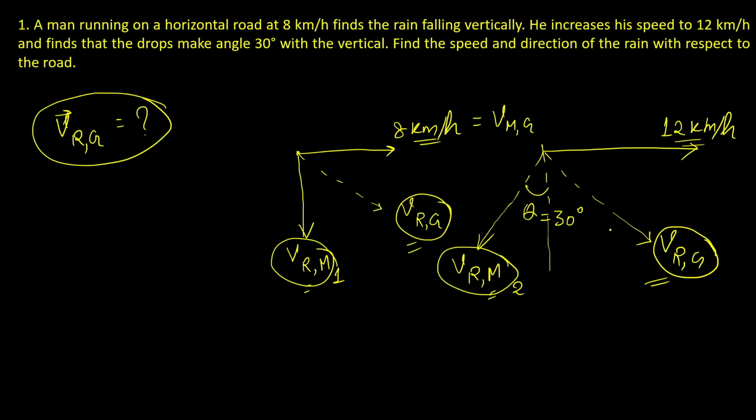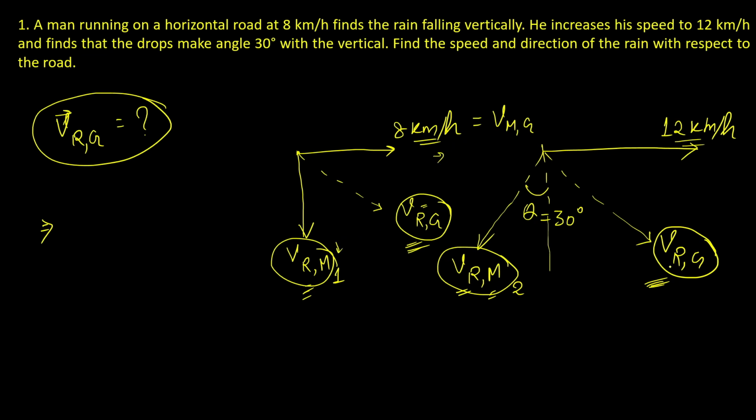Why? Because the velocity of rain with respect to ground is never going to change. So the direction and the magnitude both are going to be the same in these two cases, but not V_RM. So now let us proceed. If we know that these two are going to be the same, let us take this in the vertical direction and in the horizontal direction.